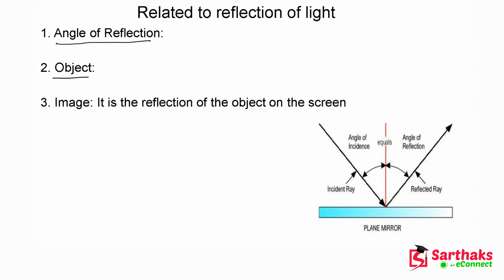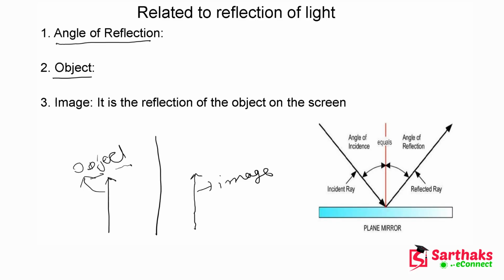Now let me tell you what is object. For example, let me give you a basic example. Let's suppose that you are standing in front of a mirror. So this is your mirror. This is you standing in front of the mirror, and this is your image. Here your image has appeared. So for this image you are acting as an object. I hope the difference between the object and the image is clear to you. Now let's move to the next slide.